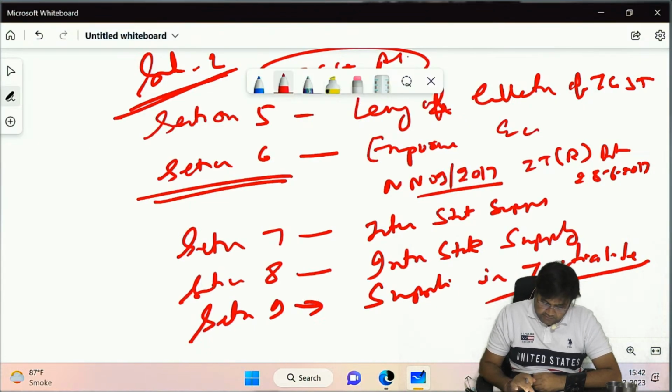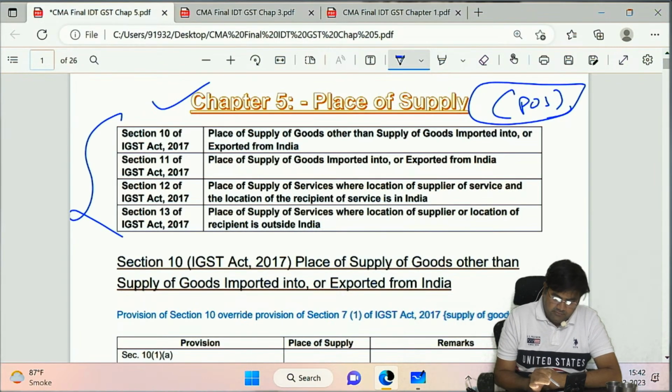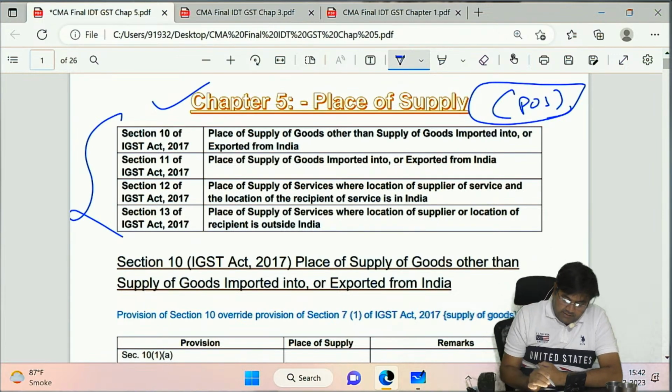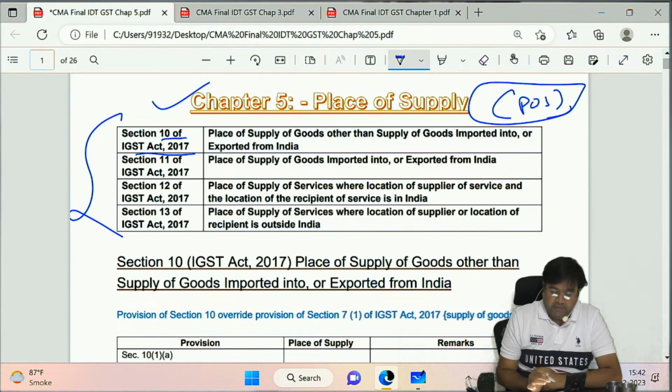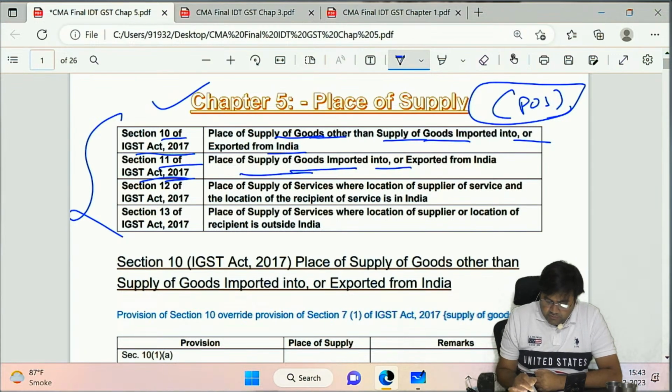In this chapter we are going to cover 4 sections of IGST, because, as I said, all the place of supply sections are in IGST. Section 10 of the IGST Act 2017: place of supply of goods other than supply of goods imported into or exported from India. Section 11 of the IGST Act 2017: place of supply of goods imported into or exported from India. Basically, these two sections are related to supply of goods.